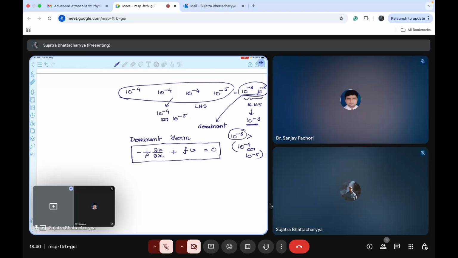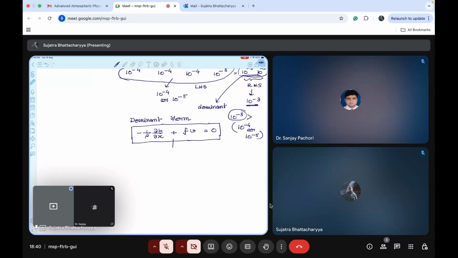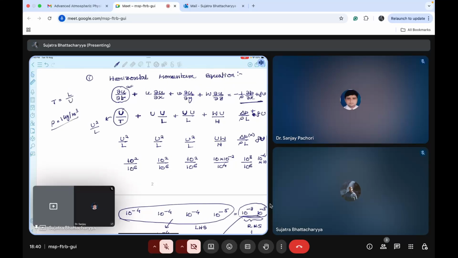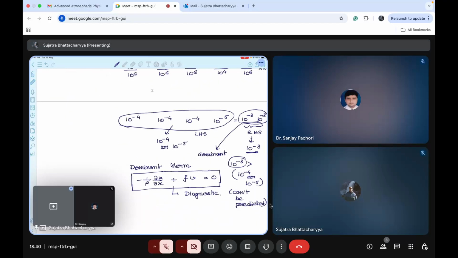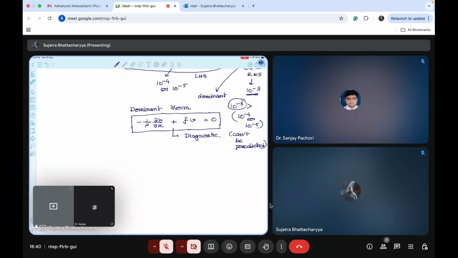But remember, in this equation, there is no time derivative. That means you cannot predict in time what will be the change in a particular field, like pressure or U or V. This is what we call a diagnostic balance. Diagnostic. It can't be predicted. Just a balance. But in the original equation, you have the prognostic term. This is called the prognostic. That is, you can predict. How can you predict? Just by integrating over delta t. So this can't be predicted, but it's a very important balance.